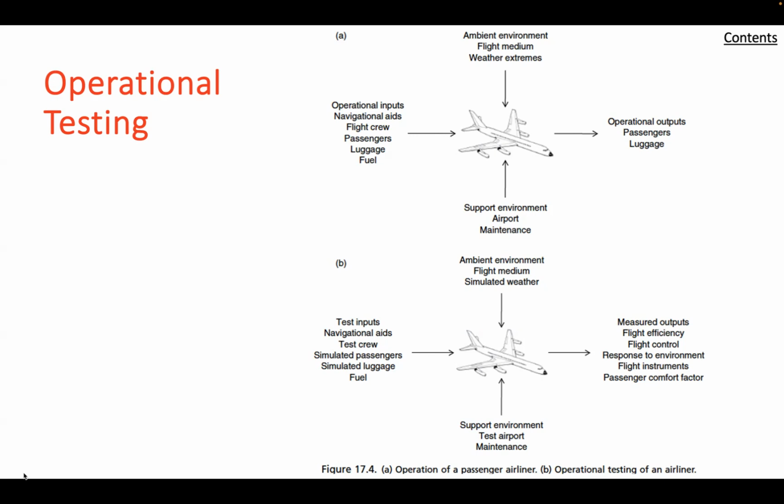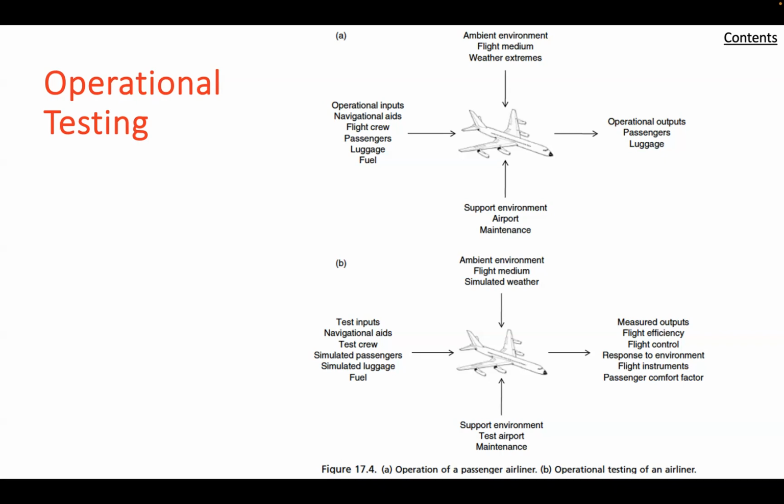So in the figure, we have A and B. What we were talking about is the one on top, and the one on the bottom is the corresponding diagram of the airline in an operational test mode. A comparison with the portion on top shows that the test inputs duplicate the operational inputs, except that most of the passengers and luggage are simulated.